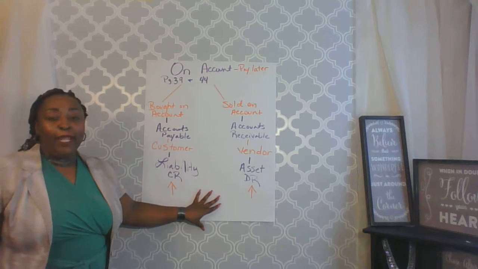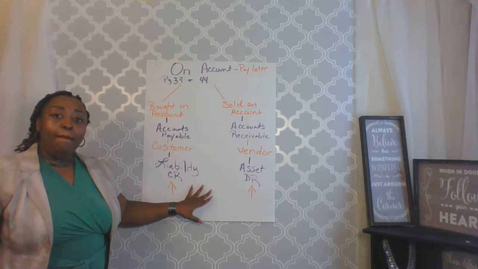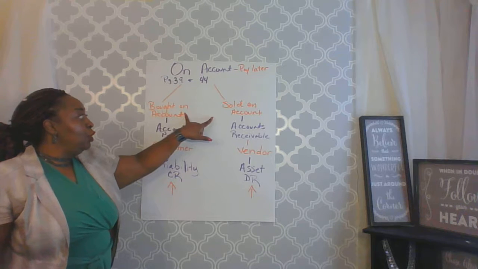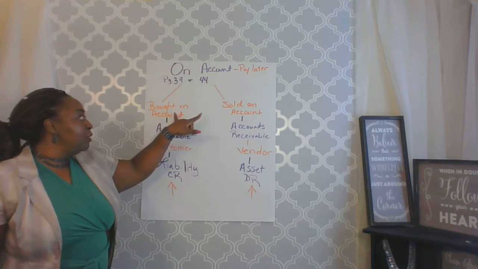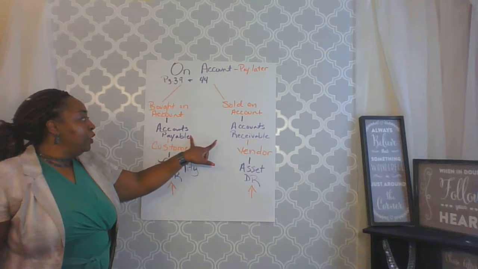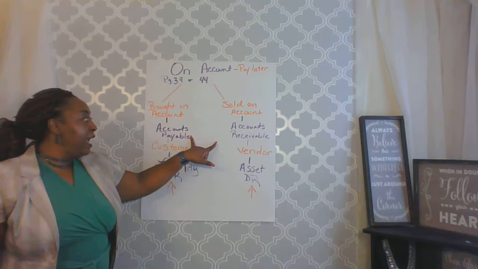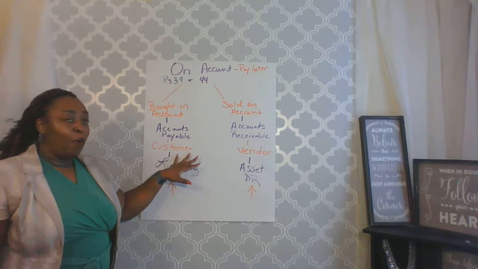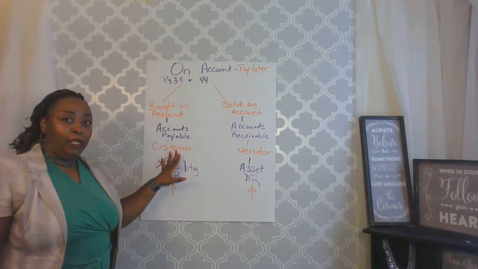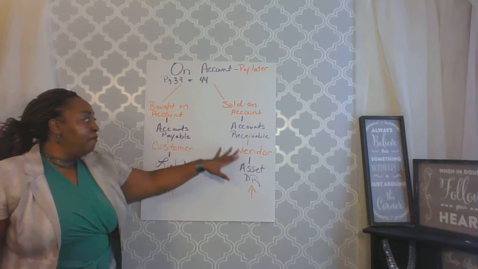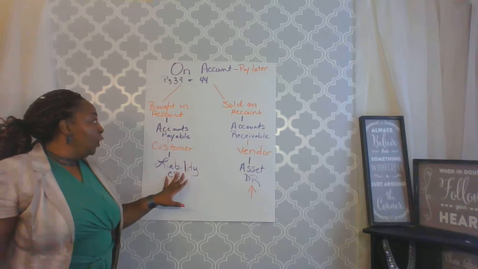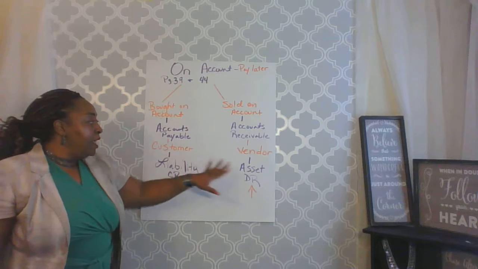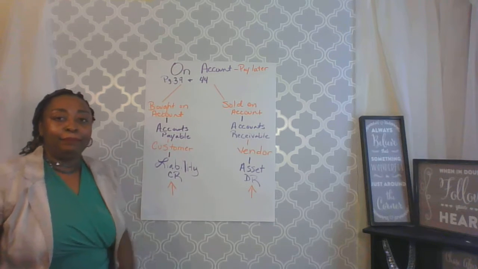This is also information that your students need to memorize. They need to know that on account means to pay later, that the two transactions impacted by on account are bought on account and sold on account, and that the two accounts affected are accounts payable and accounts receivable. They need to always look at it from the company's perspective. We're a customer here, so we are buying things. We're a vendor here, we're selling things. The accounting equation impact is liability here, and assets here.